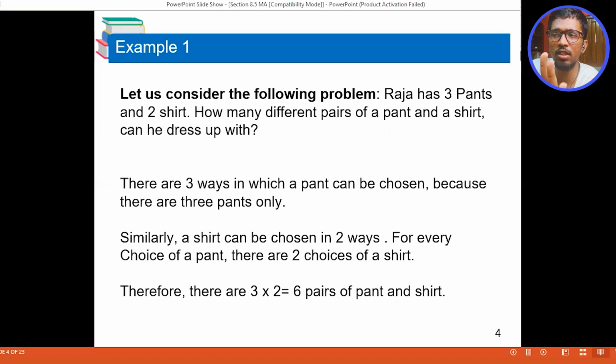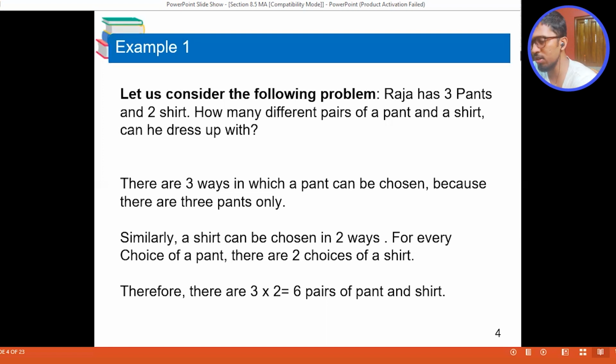We can think in this way. There are 3 ways in which a pant can be chosen, because Raja has 3 pants, so he can choose any of those 3 pants. Similarly, a shirt can be chosen in 2 ways because Raja has 2 different shirts. For every choice of a pant, there will be 2 choices of shirt.